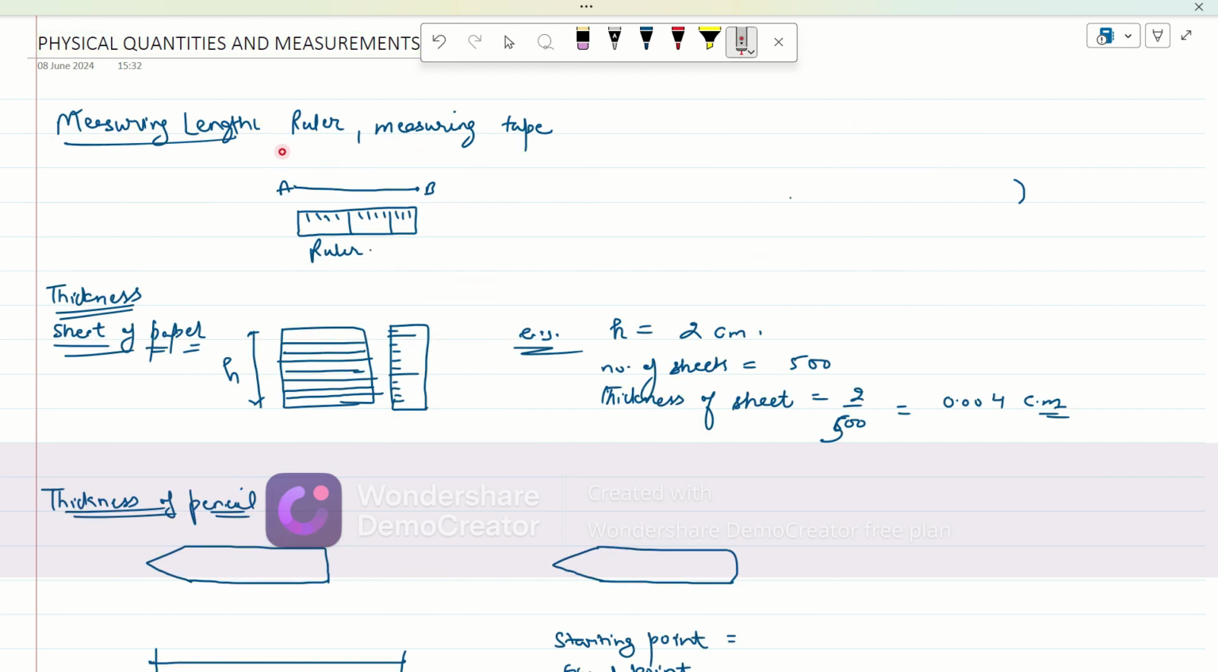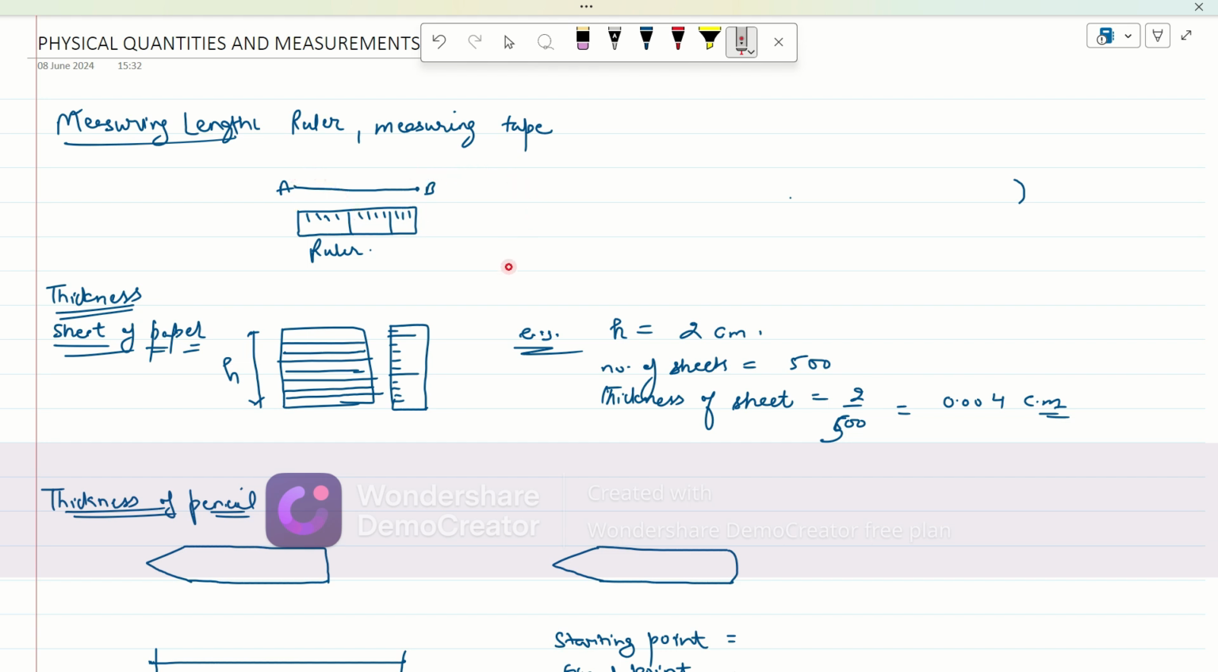Now we will discuss measurement techniques of length. For example, we have to measure this length AB. Then how can we measure? We will keep a ruler. We will keep this end A at one end of this ruler, and B will align with some other line, and then we can measure this length.